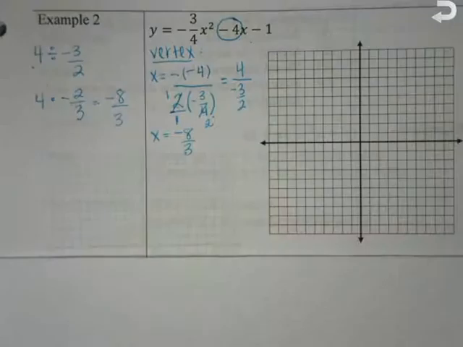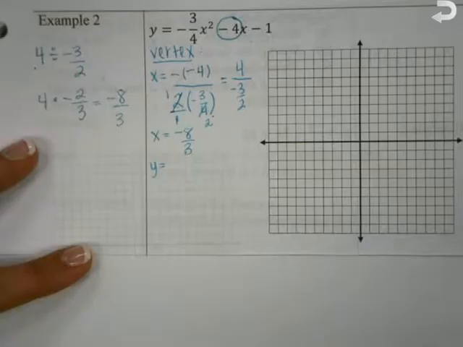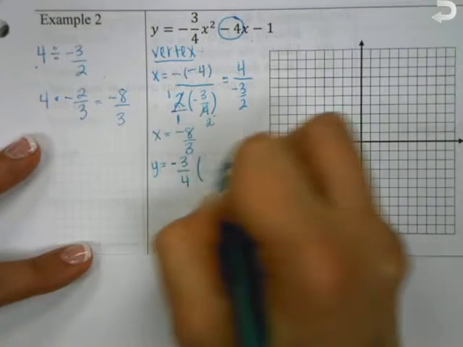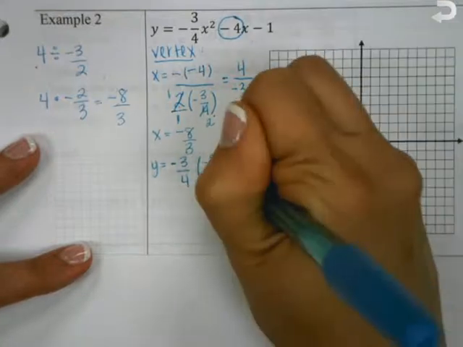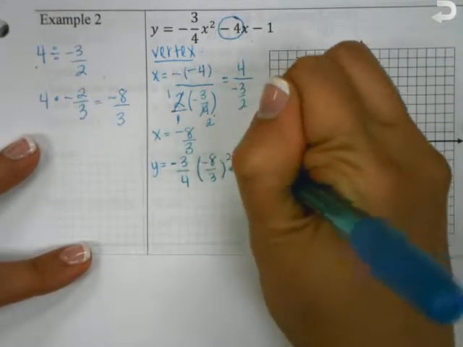Plug it back in. So y equals -3/4 times (-8/3) squared, minus 4 times -8/3 minus 1. Minus 4. I started writing a plus.